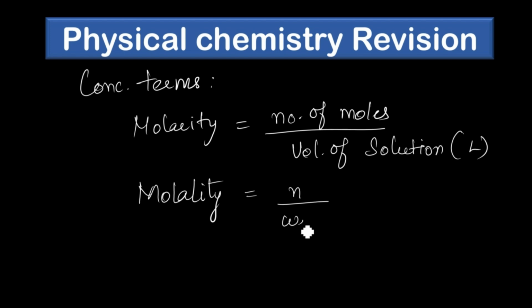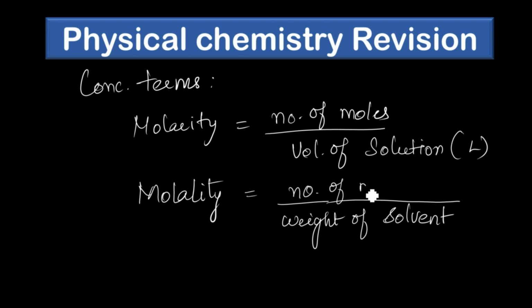Similarly, molality is the number of moles divided by the weight of solvent. Most of the students get confused over here. It is the weight of the solvent only, and the number of moles is the number of moles of solute. The weight is in kilograms. The next one is normality.